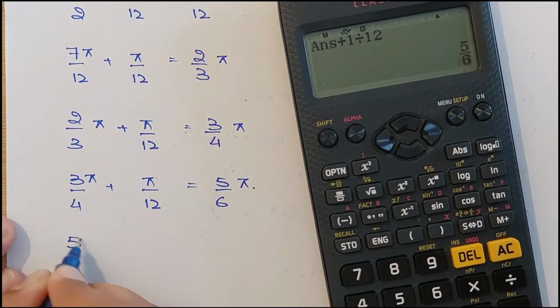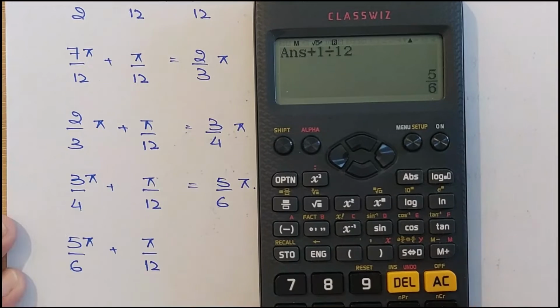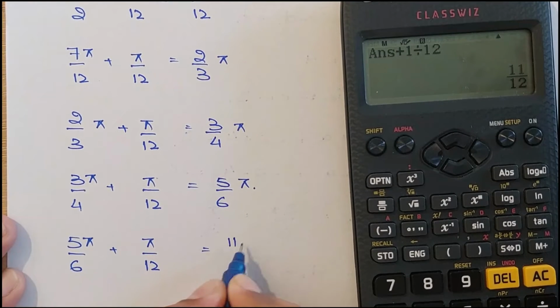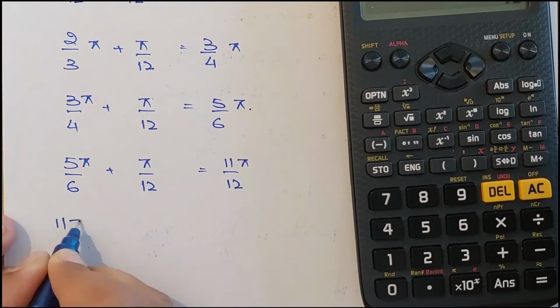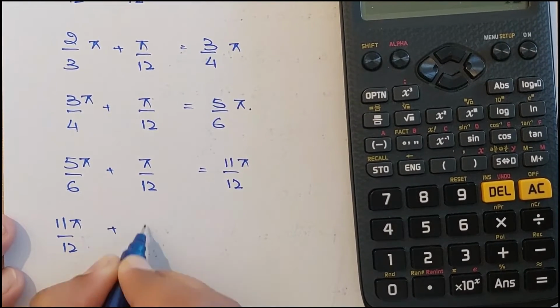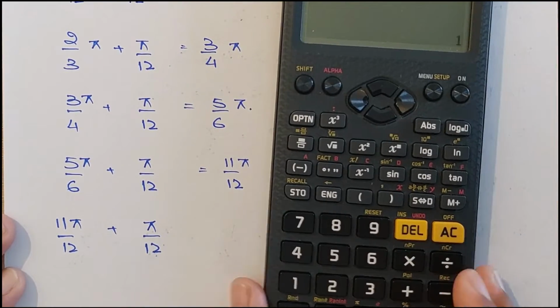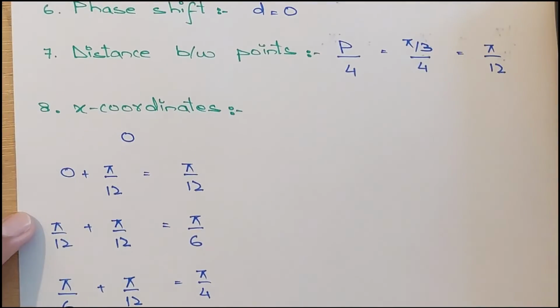Okay, and then 5 pi by 6, adding pi by 12, we have 11 pi by 12. And I guess next to the last one, 11 pi by 12, adding pi by 12, plus 1 by 12, this is pi. Yes, we have to stop here. Right. Okay, now we have to find the y coordinates.